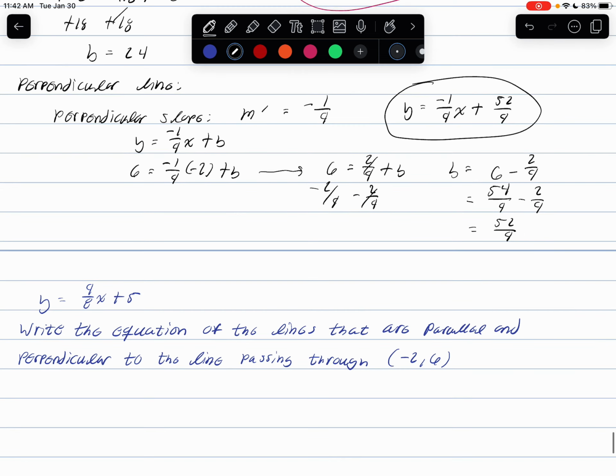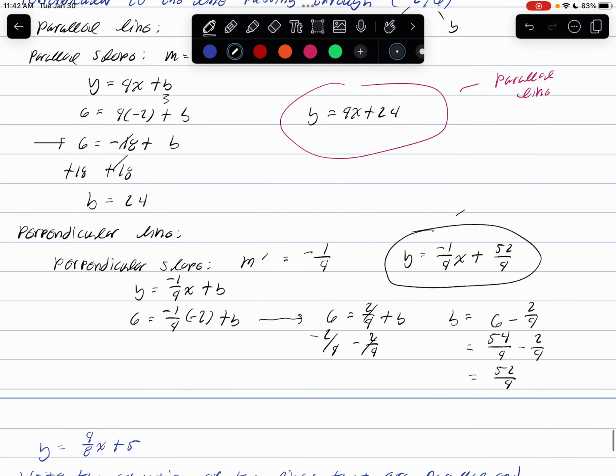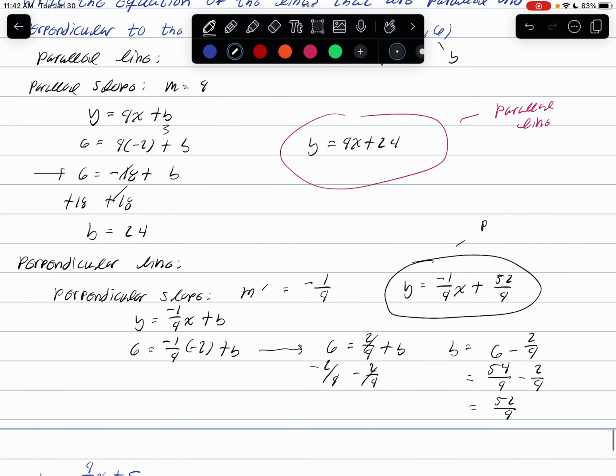Sometimes these can get kind of messy, but if you follow these steps, it really isn't all that bad. So we'll say this is our perpendicular line.